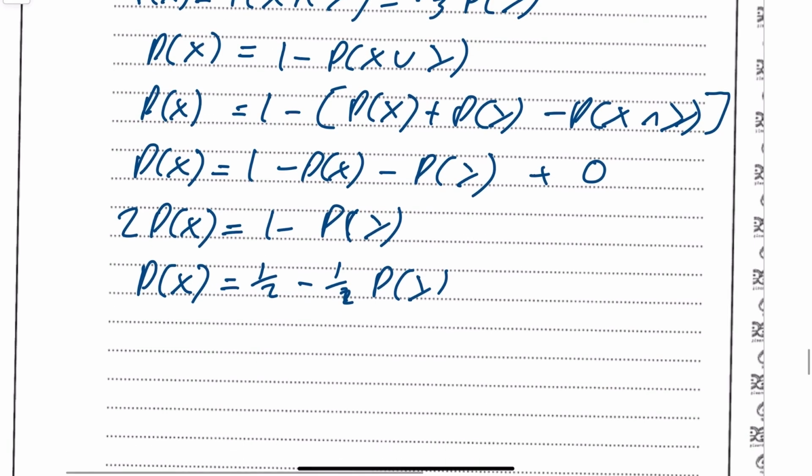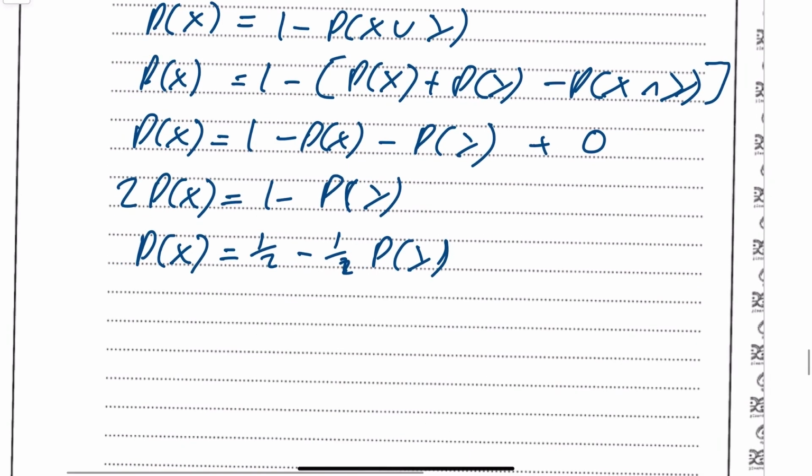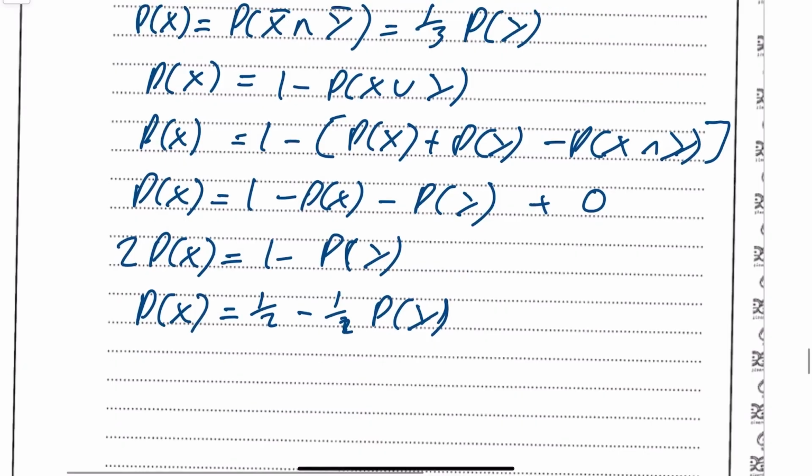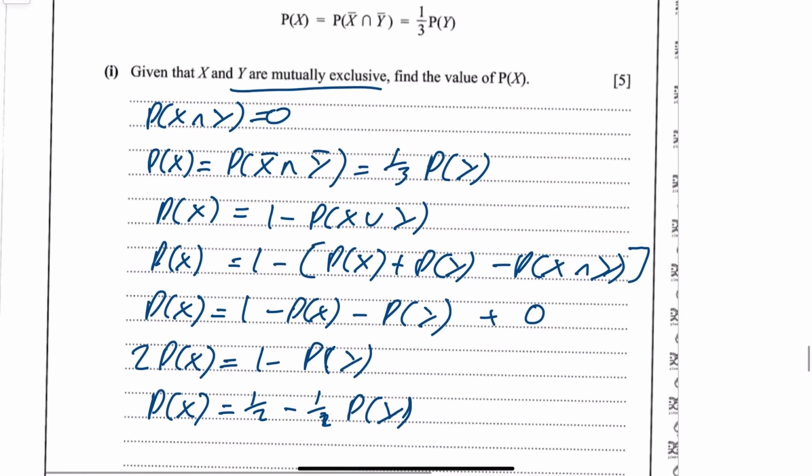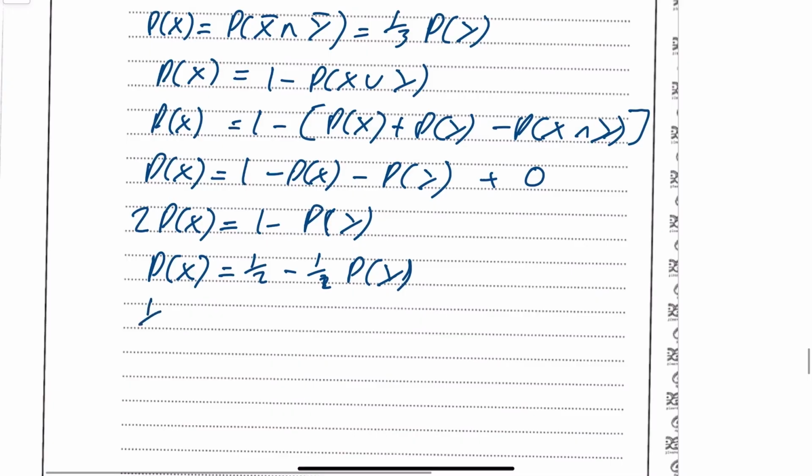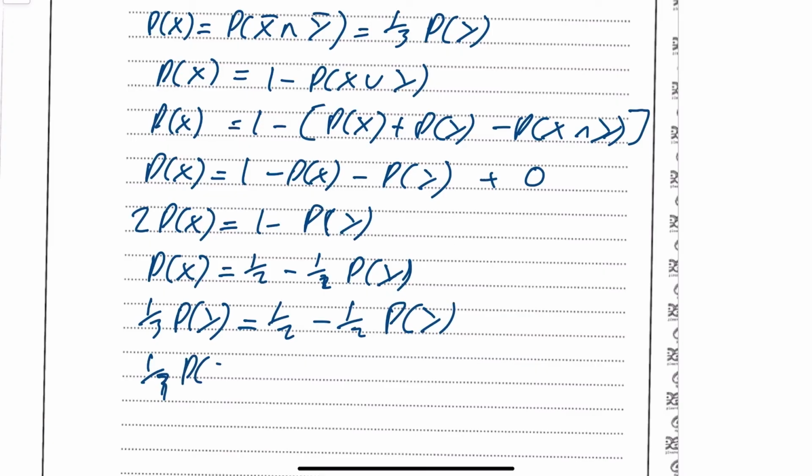Okay, so this is why I think I haven't done this the way they had intended me to do it, but it still will work. We also know that probability of X is equal to 1/3 probability of Y. So I'm finding it in the wrong order here, but it doesn't really matter. So we've got a half minus that. If we bring all the Y's together again, over to one side, we'll have a third probability of Y plus a half probability of Y is equal to a half.